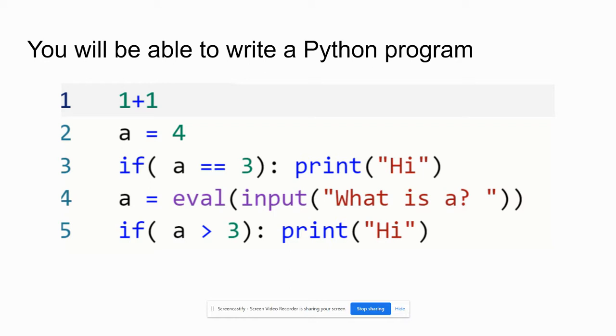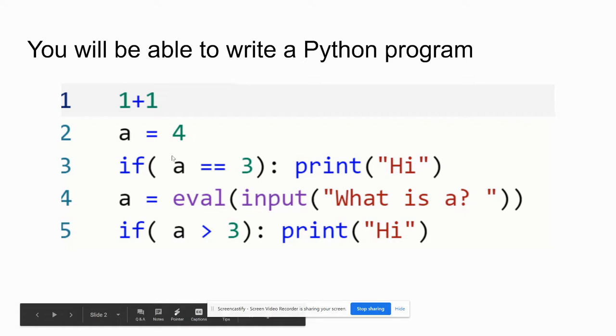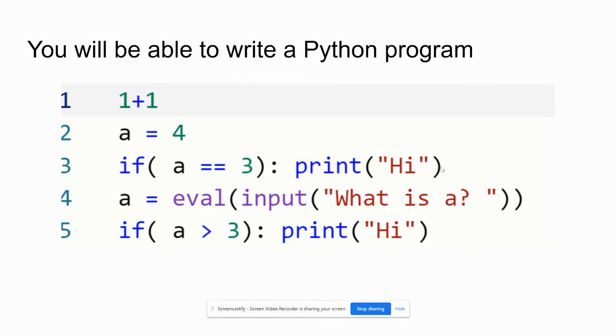From this presentation, you're going to be able to write a basic sequence of instructions in Python, which you can call a Python program. We're going to try and add two numbers together. We're going to assign a value to a variable. We're going to write an if statement that may or may not print out high. And we might get some input and output done. Probably we're only going to get these first 3 lines of code done.